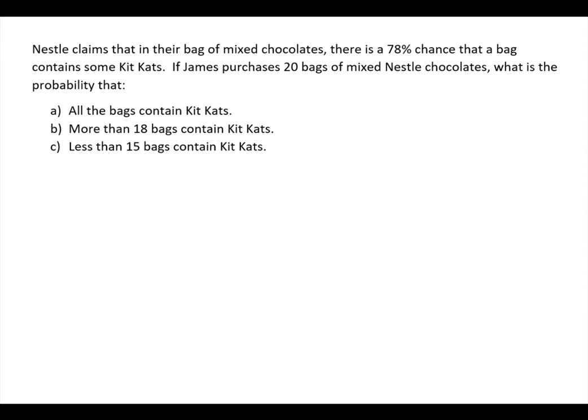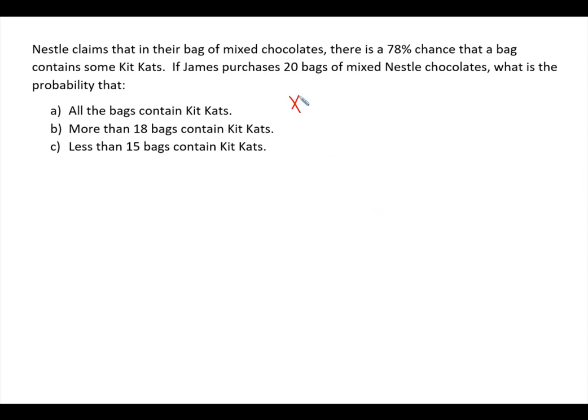Okay, so let's take a look at this example right here. Nestle claims that in their bag of mixed chocolates, there's a 78% chance that a bag will have Kit Kats. If James buys 20 bags of mixed Nestle chocolates, what is the probability that, and then we've got some questions. First, you need to recognize that this question is a binomial distribution type question.